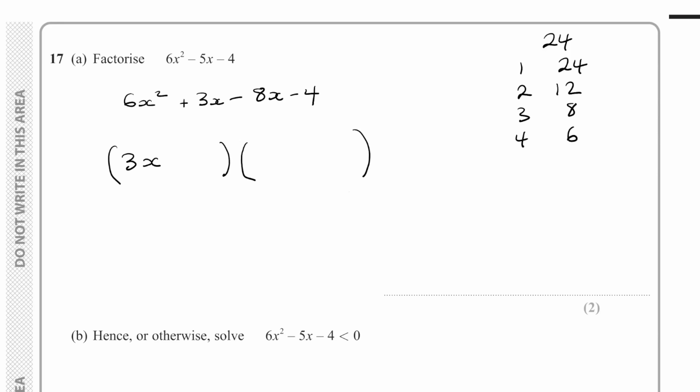So 3x is going to be my first term. That's what comes out of the first 2 terms. And then 3x times something makes 6x squared. That's 2x. 3x times something is 3x. That's 1. My third term comes from something times 2x. That's negative 4. And then negative 4 times 1 makes negative 4. So we have finished. It's 3x minus 4 times 2x plus 1.